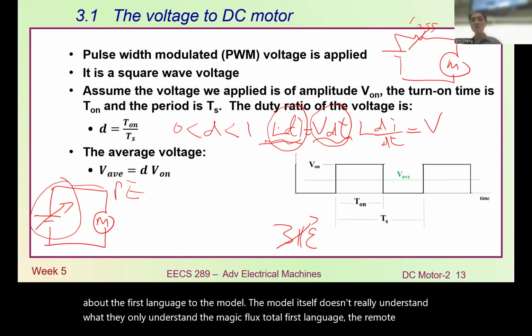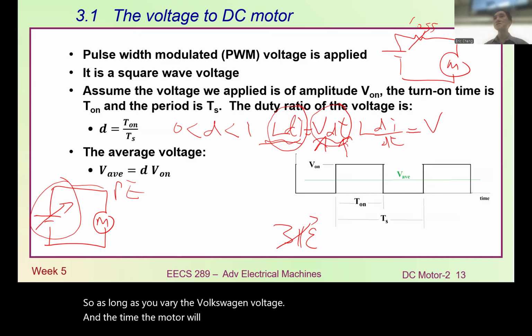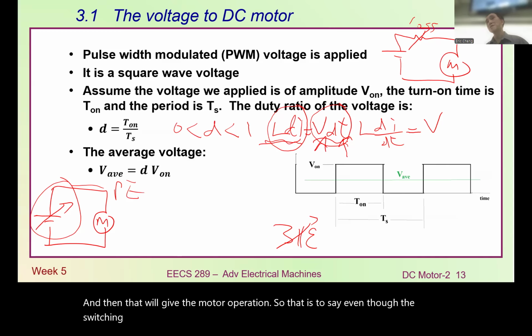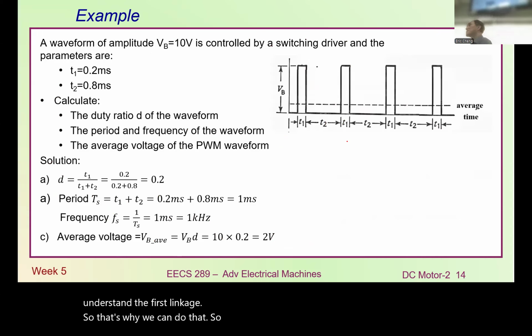So as long as you vary the voltage and the time, the motor will experience different flux linkage, and that will give the motor operation. So even though the switching waveform doesn't matter, the motor doesn't understand it. They only understand the flux linkage. So that's why we can do that. So this kind of PWM can be any PWM, can be as narrow as this one.